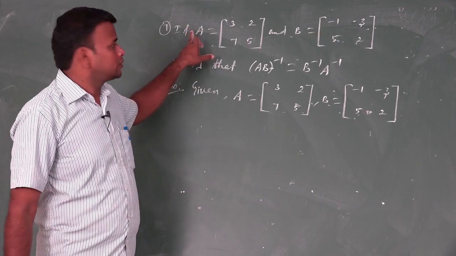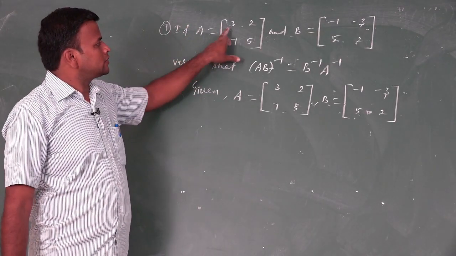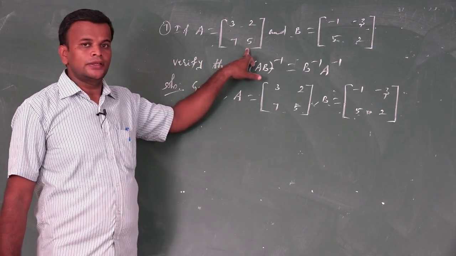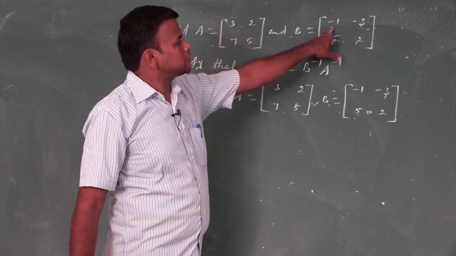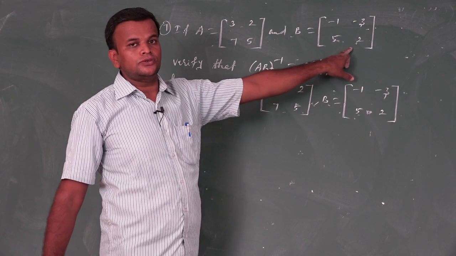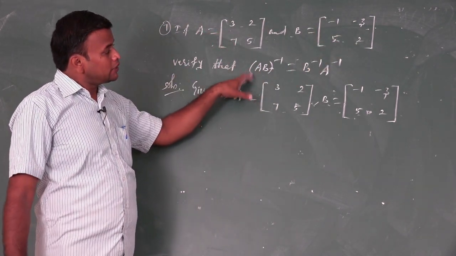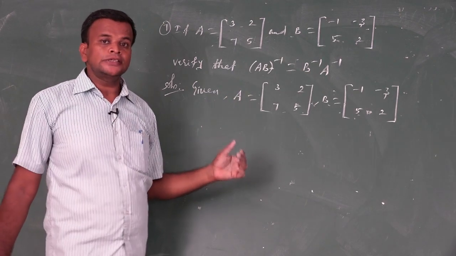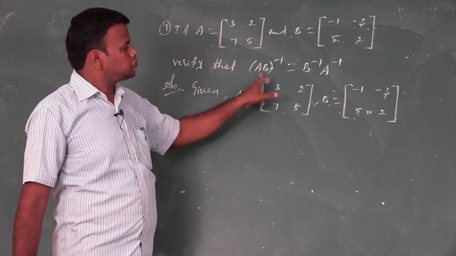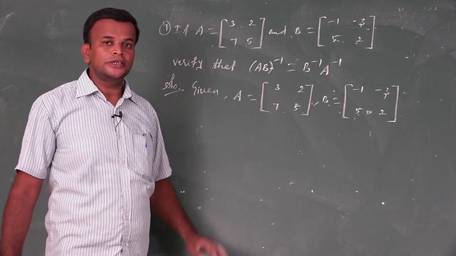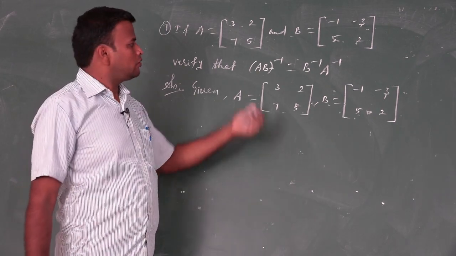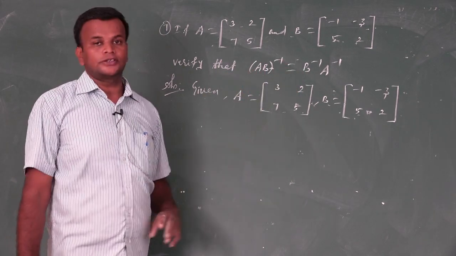And the seventh question. If matrix A is 3, 2, 7, 5 and the matrix B is minus 1, minus 3, 5 and 2. Two matrices are given. To verify AB the whole inverse, you should read it as AB the whole inverse, it should be equal to B inverse into A inverse. Now we verify whether both the values are equal or not.